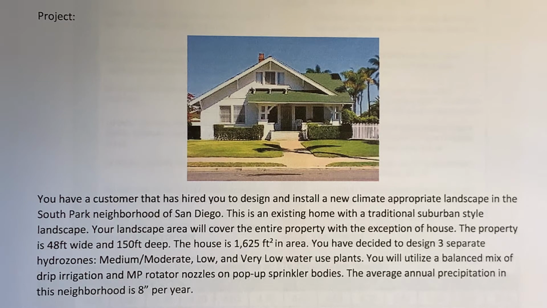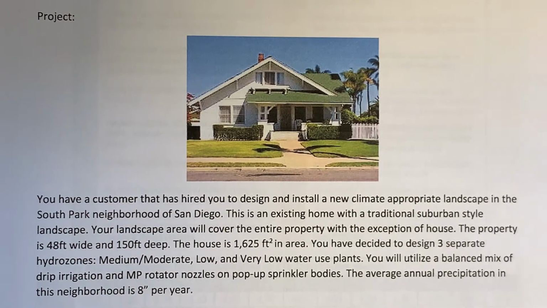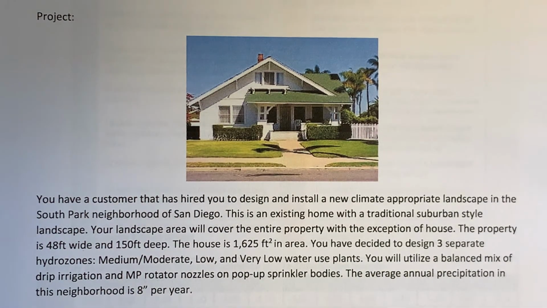You have decided to design 3 separate hydrozones: medium or moderate, low, and very low water use plants. You will utilize a balanced mix of drip irrigation and MP rotator nozzles on pop-up sprinkler bodies. The average annual precipitation in this neighborhood is 8 inches per year.